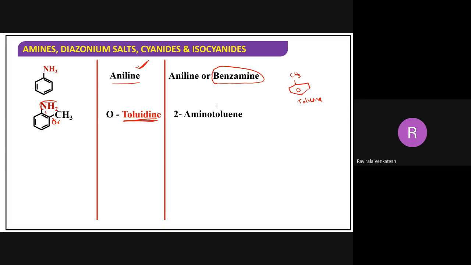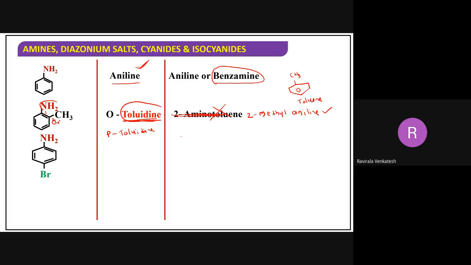Actually, nobody calls it 2-amino toluene. Generally they will call it 2-methyl aniline only. 2-methyl aniline is the correct nomenclature. Nobody will use the other. Right? Next, remember this one, toluidine. Can anybody say what is para-toluidine?